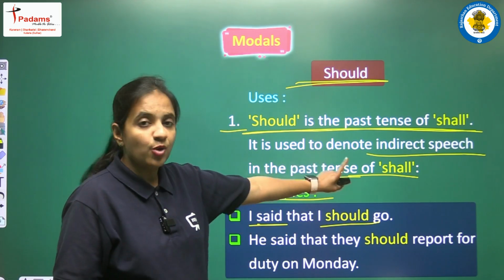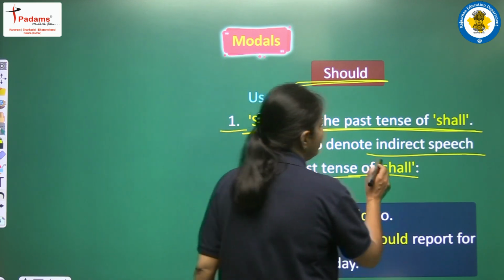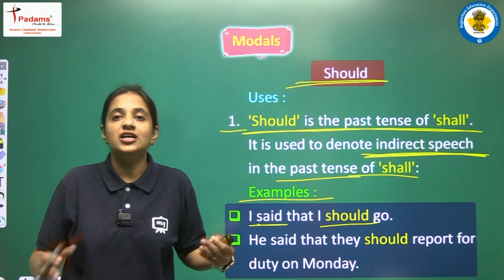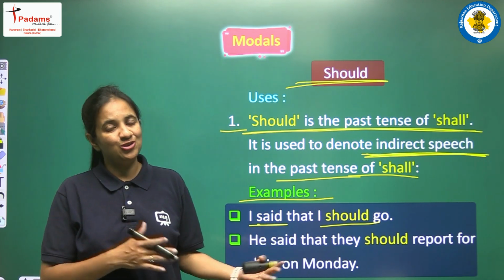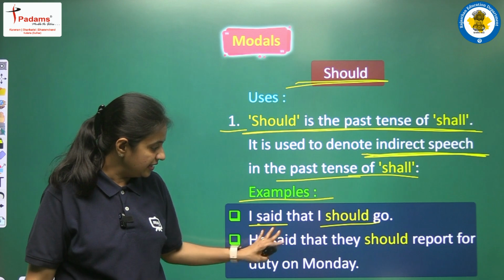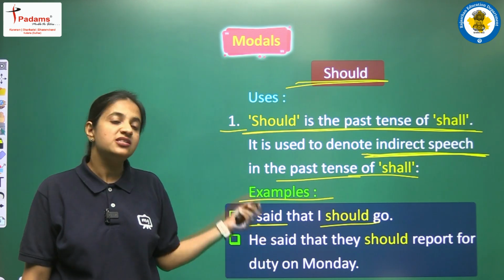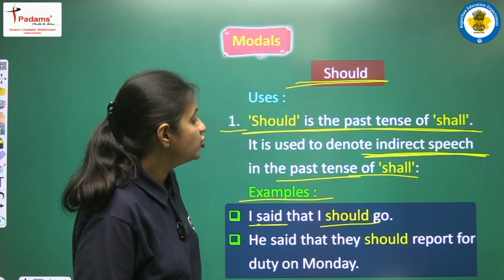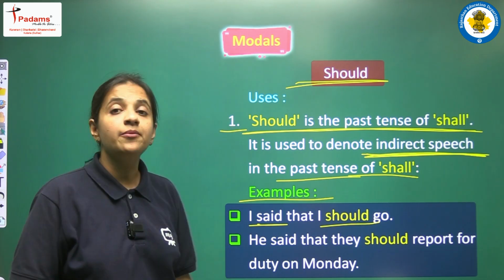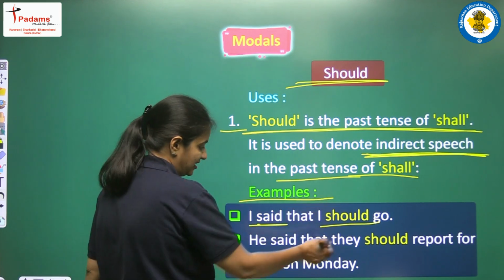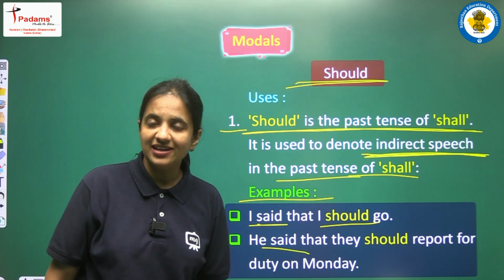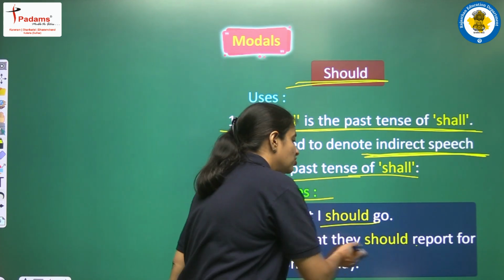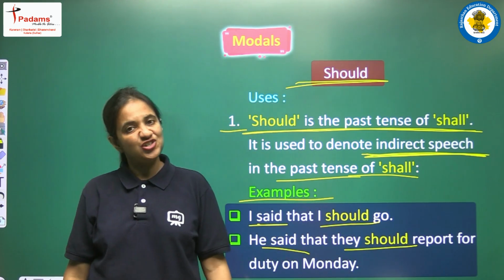Okay, so in this point, when we have an indirect speech sentence, then to show the past form of shall, we have to use should. This example is also of indirect speech. Similarly, one more example: He said that they should report for duty on Monday. Again we have indirect speech. We have said here, which is the past tense, and for that we have to use the past form of shall, that is, should.